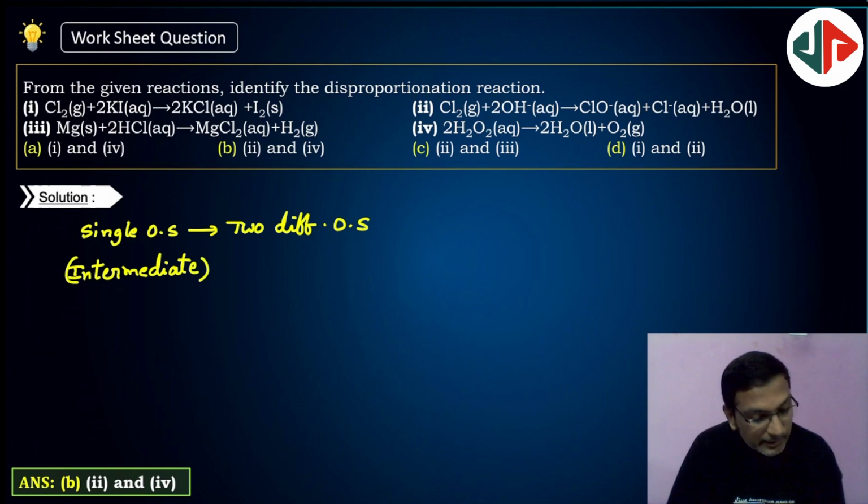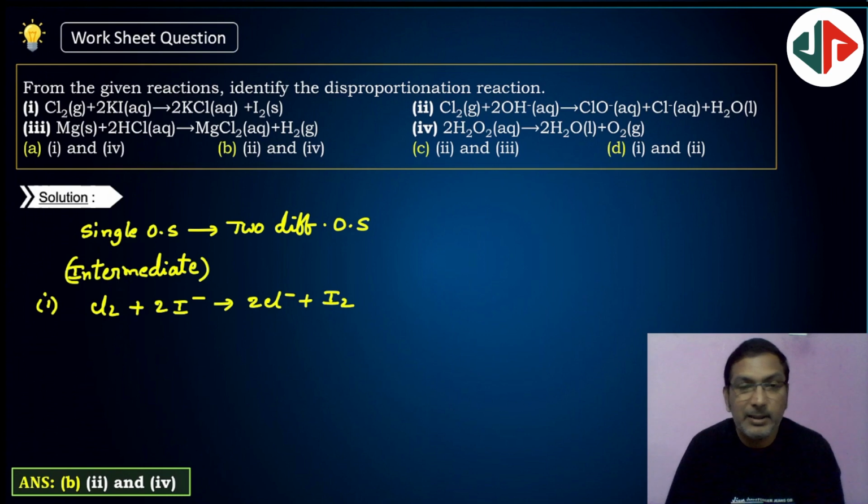See, first option, Cl2 plus 2I minus gives 2Cl minus plus I2. This is a redox reaction but not disproportionation. So a disproportionation means the same substance undergoes both oxidation and reduction simultaneously. Here Cl2 is reduced and I minus is oxidized. Redox but not disproportionation.